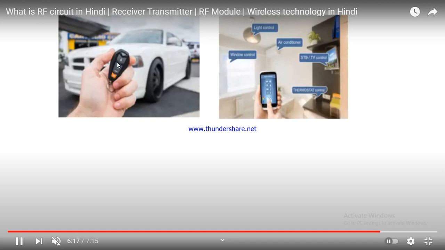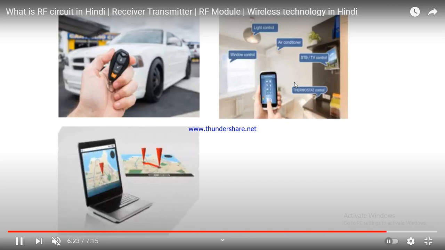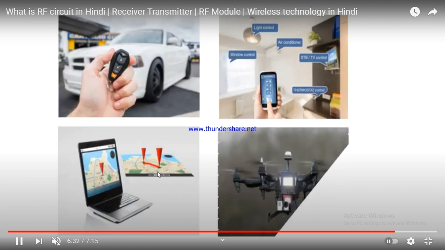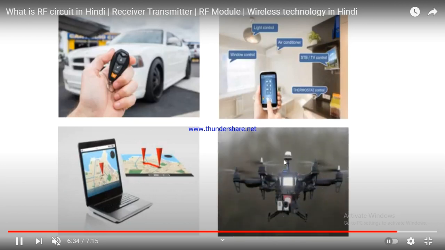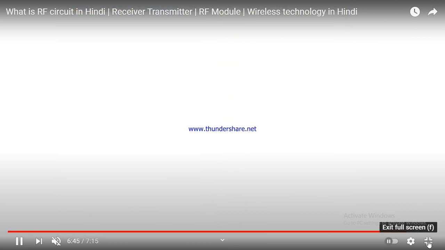This is the key which is used to control the vehicle. This is the mobile phone through which we can control the whole system in our home, lights and windows and TV and all these things. This is the drone which we can control through the RF module, the radio frequency module. This is short information about radio frequency.